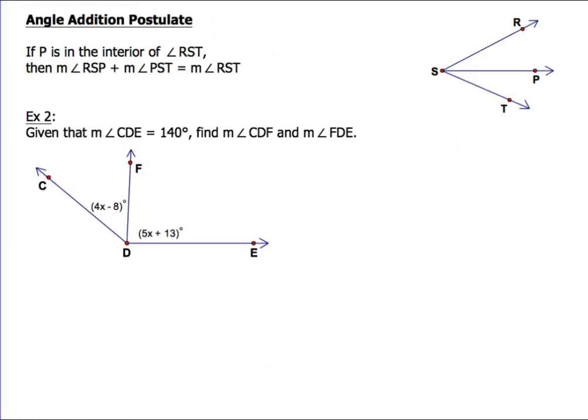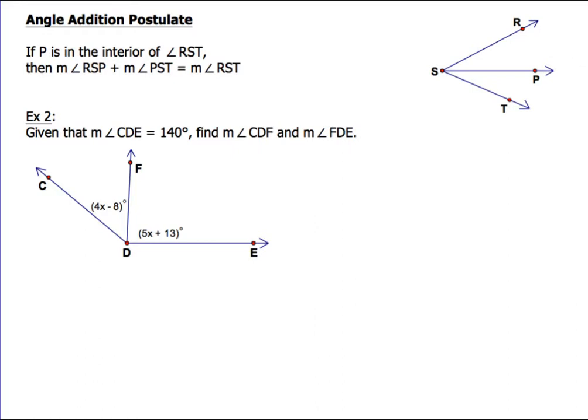Alright, now let's take a look at the angle addition postulate. The angle addition postulate says if P is in the interior of angle RST, then the measure of angle RSP plus the measure of angle PST is equal to the measure of angle RST. This is very, very straightforward, and it's going to seem very similar to the segment addition postulate.